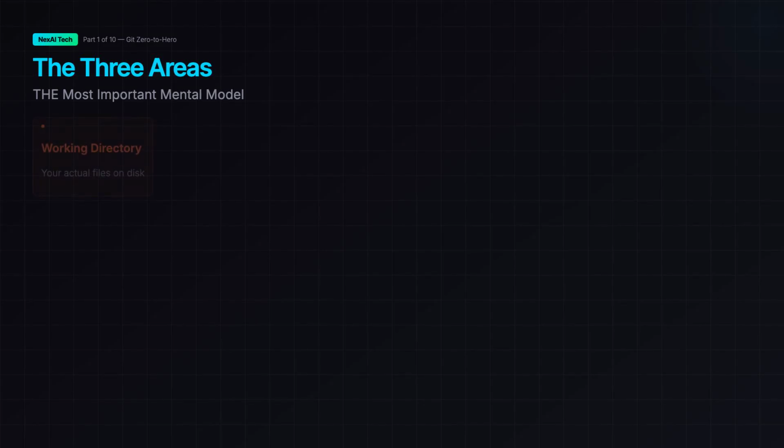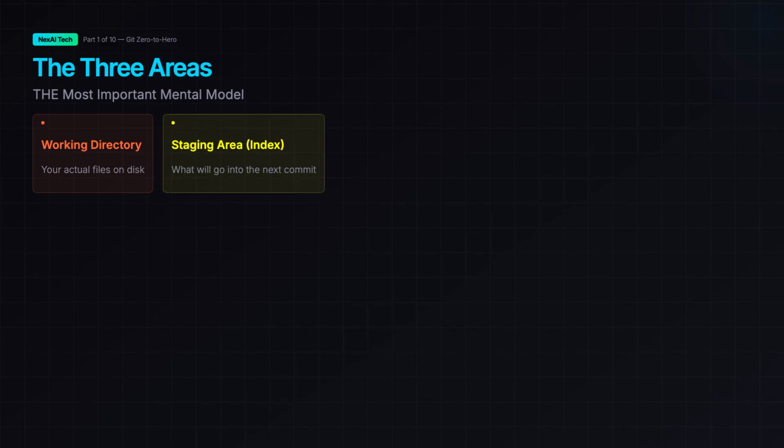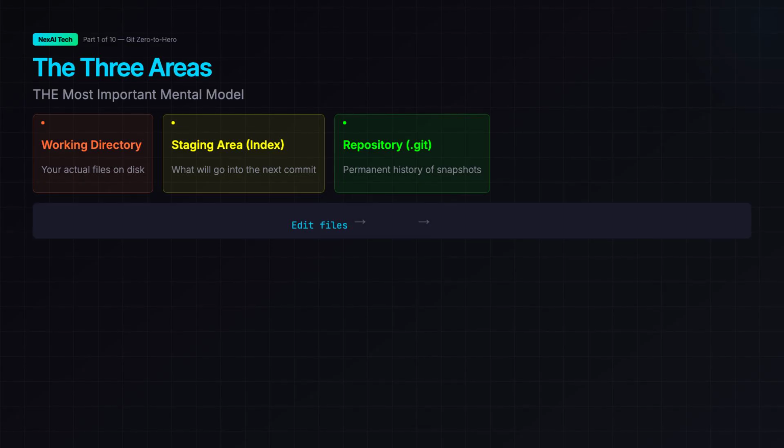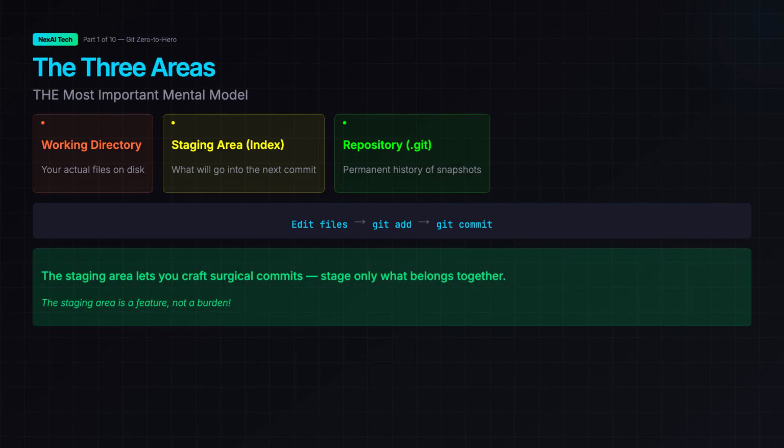This is the most important concept in Git, the 3 areas. Your working directory contains the actual files on disk. The staging area, also called the index, holds what will go into your next commit. And the repository inside .git stores your permanent history as snapshots. The flow is: you edit files in the working directory, use git add to move changes to staging, then git commit to save staging to the repository.